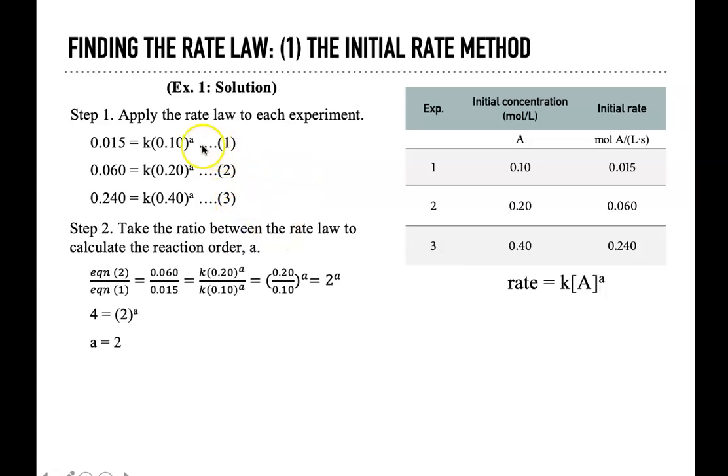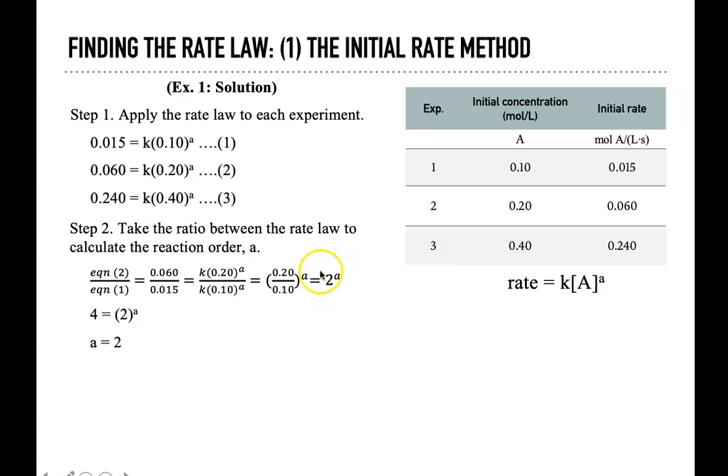Now, in order to find this a, take the ratio between the rate laws to calculate the reaction order a. For example, let's divide equation 2 by equation 1 on each side. So we get the ratio of 0.060 divided by 0.015 is equal to K times 0.20 to the a divided by K times 0.10 to the a. In this formula, K cancels out because K is the same, and because the power is the same, we can put the bases together: 0.20 over 0.10 to the a, which is 2.